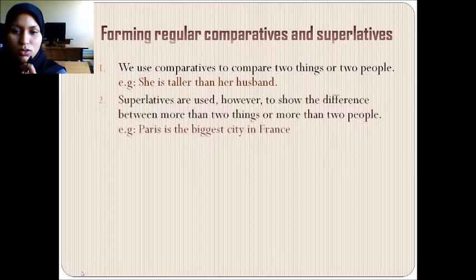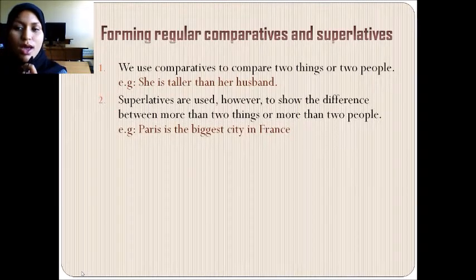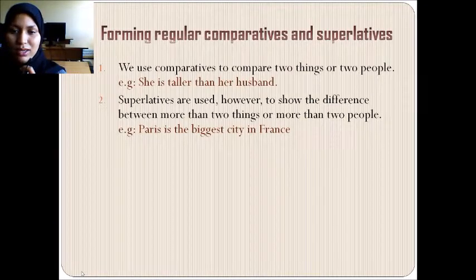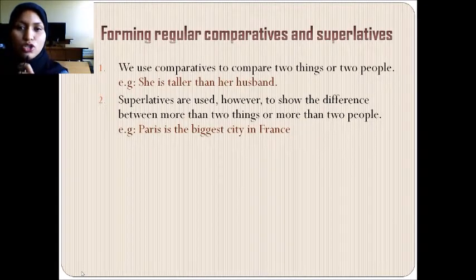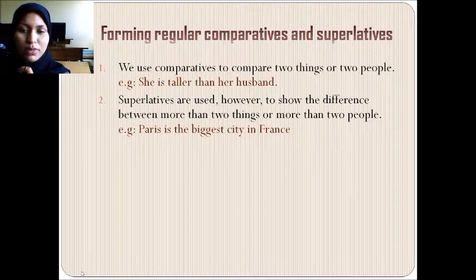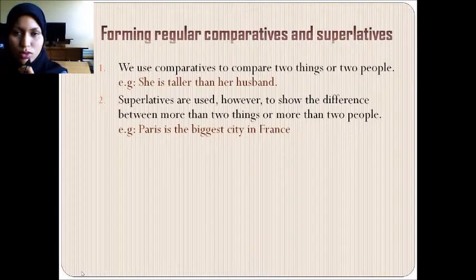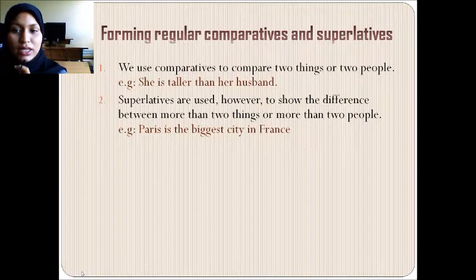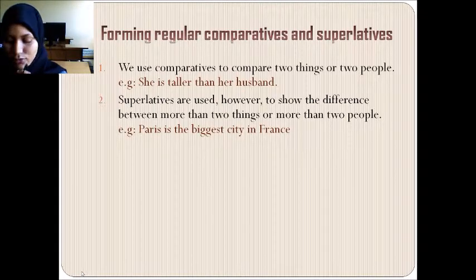The second use, superlatives, are used to show the difference between more than two things or more than two people. So as we said, in the comparative we compare two things, but the superlative is to show the difference between more than two things or more than two people. For example, we have Paris is the biggest city in France. So we are showing the difference between Paris and the other cities in France.